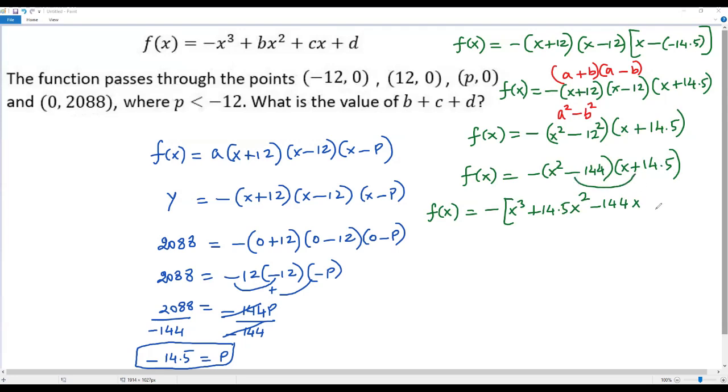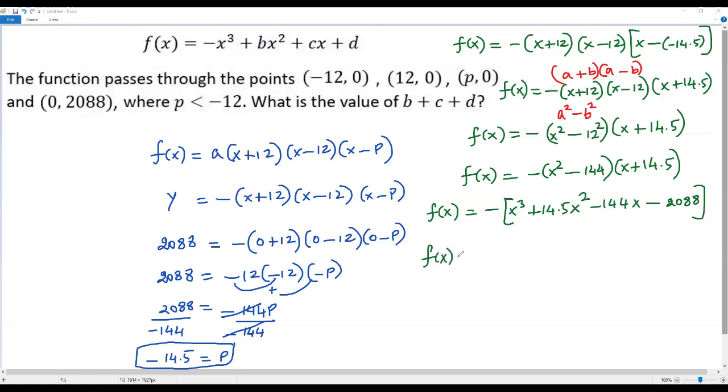So negative times positive becomes negative. So when I multiply 144 and 14.5, I am getting 2088. So that is negative 2088. Okay, so now I have finished multiplying the binomials over here. Now what I need to do is distribute this negative sign to all the terms inside the parentheses. Okay, let me finish doing this.